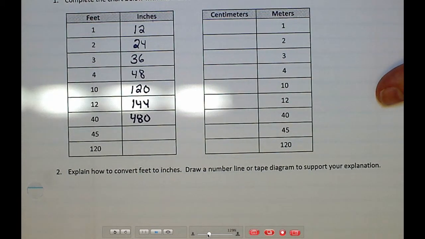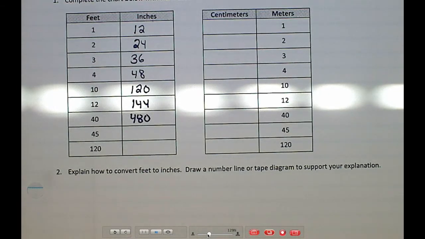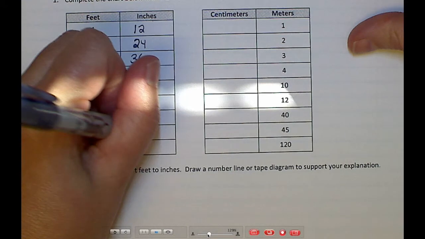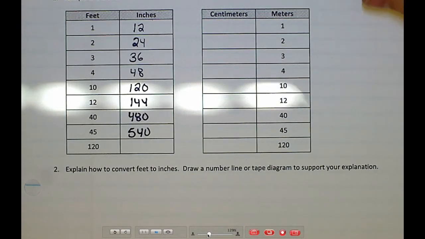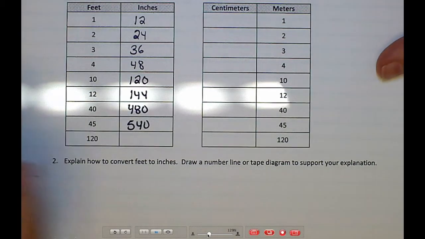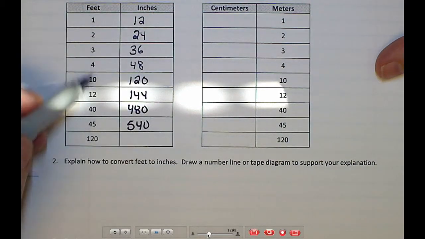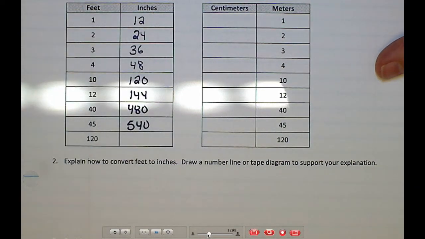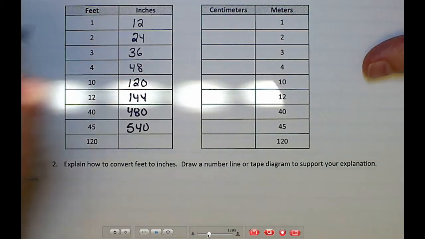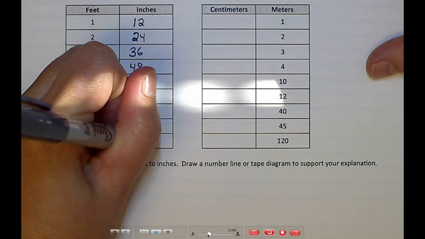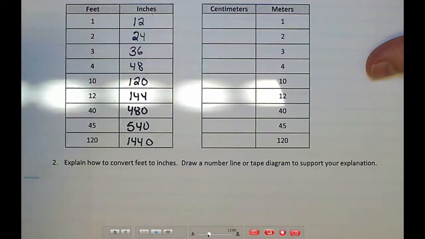45. Anyone have any idea? What do you think? 540. Yep. 540. So you see what we're doing? We're taking 12 times each of these numbers. And then we have 120. Well, you would take off the 0 and take 12 times 12, which is, everybody? 144. Add the 0 back.